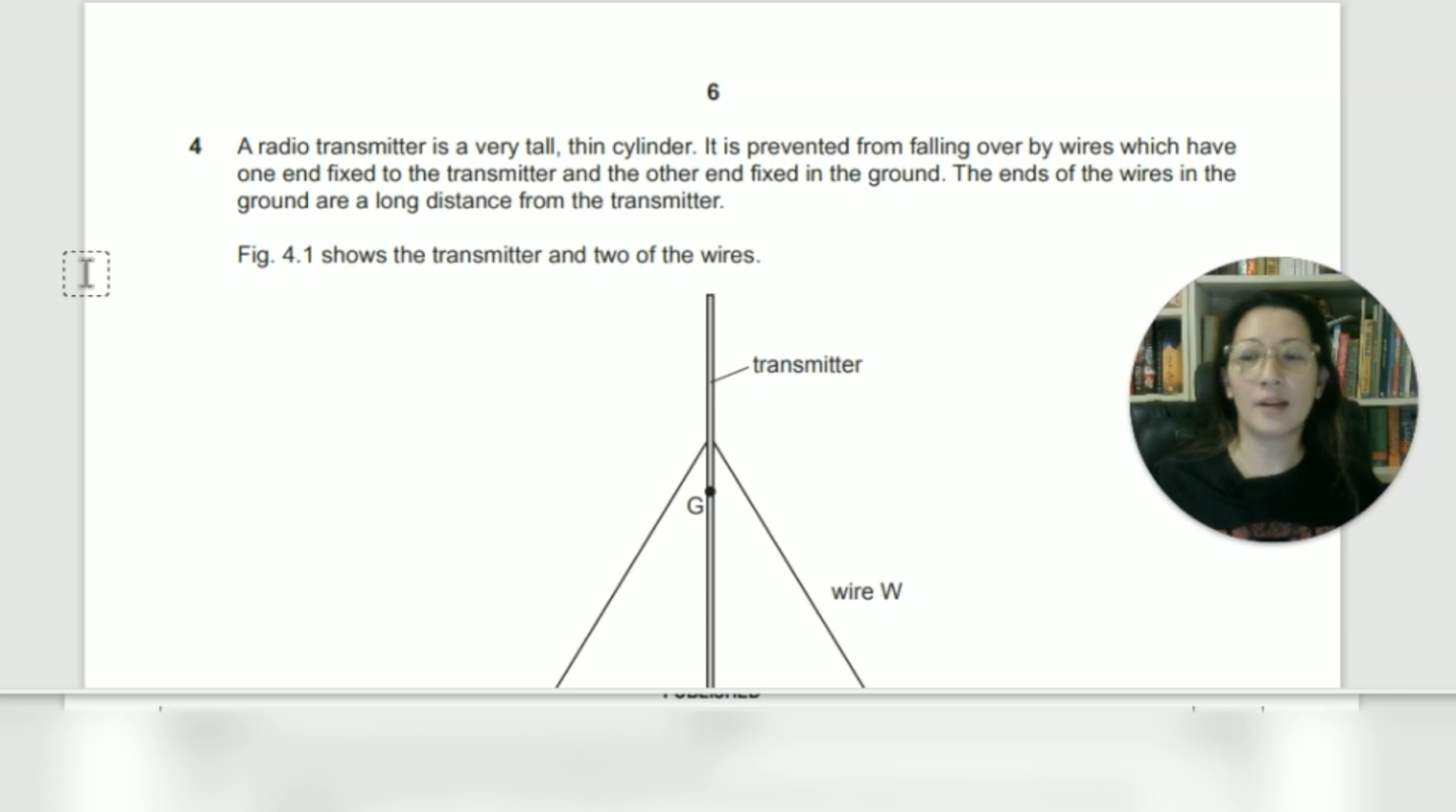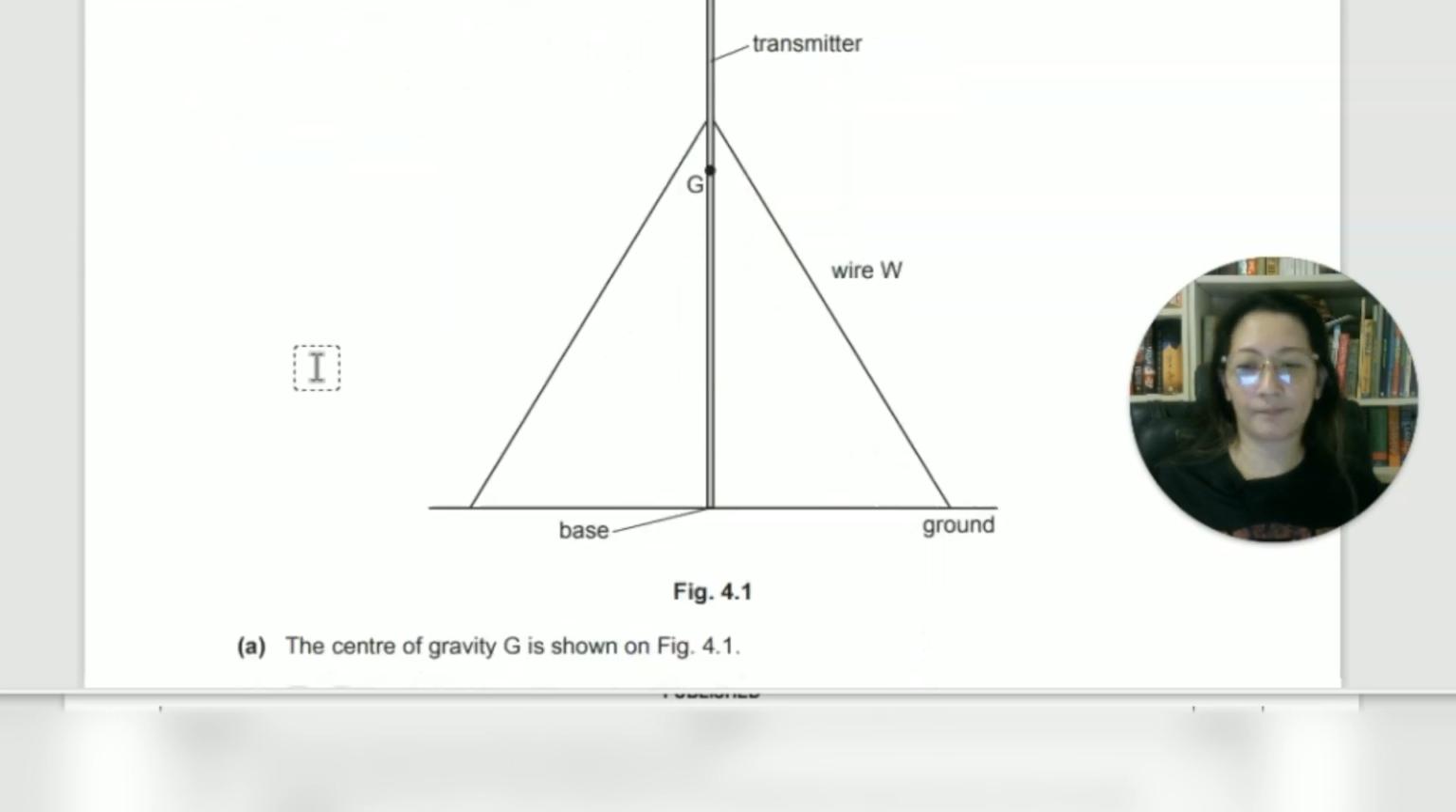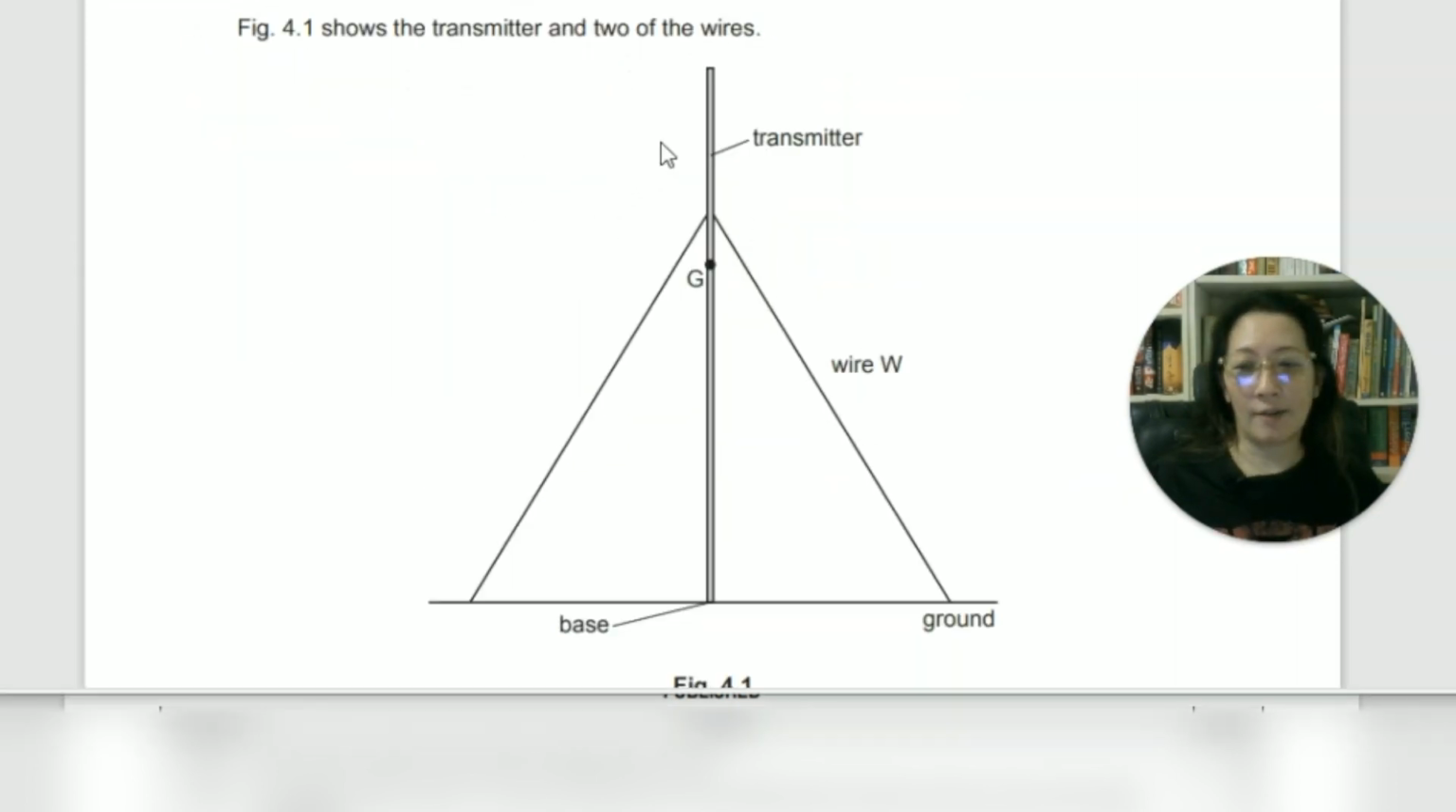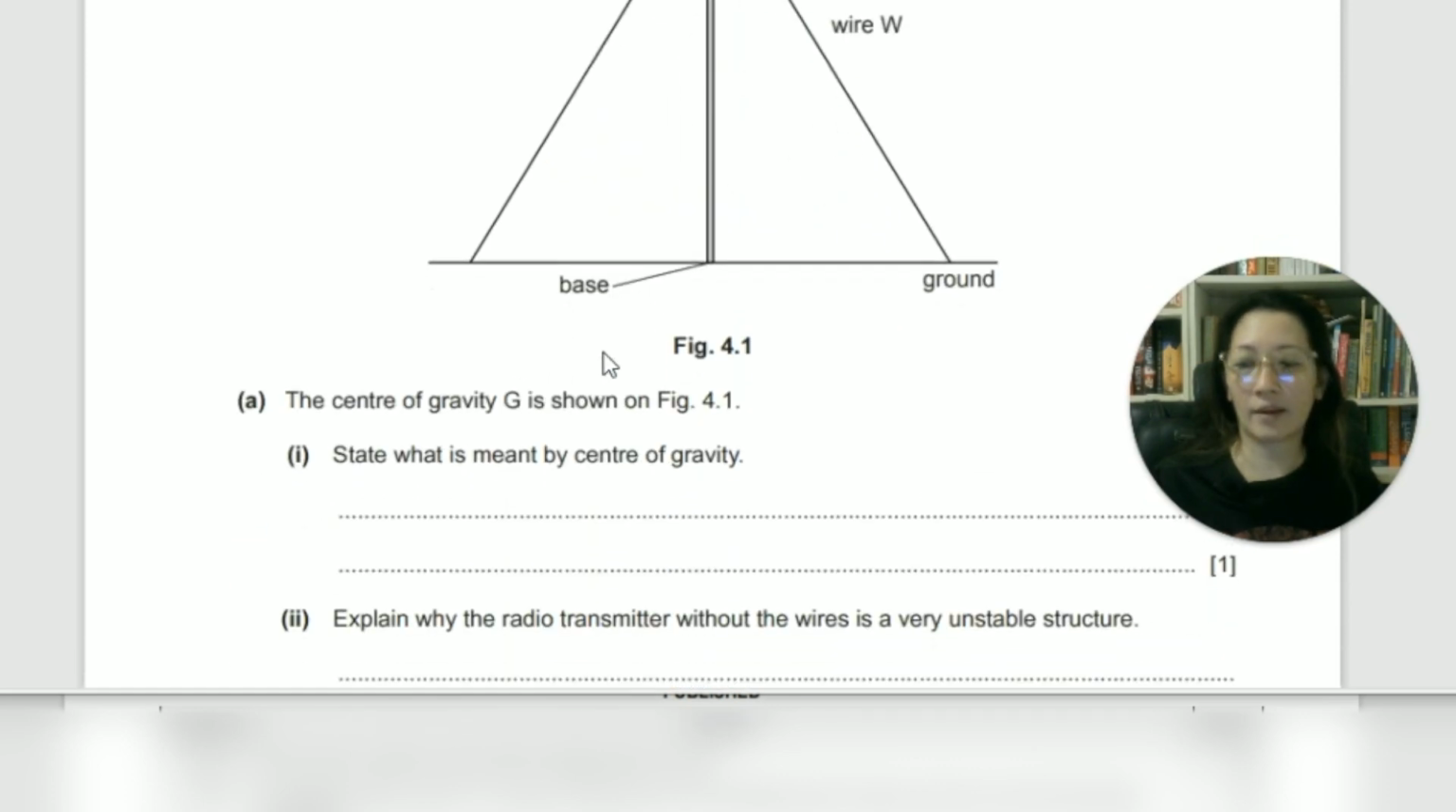Question 4. A radio transmitter is a very tall, thin cylinder. It is prevented from falling over by wires which have one end fixed to the transmitter and the other end fixed to the ground. The ends of the wires in the ground are a long distance from the transmitter. Figure 4.1 shows a transmitter and two of the wires. So let's have a look at the diagram. I'm just going to click so that you can see where the transmitter is. Here's the transmitter, and these are the two wires that the question is referring to.